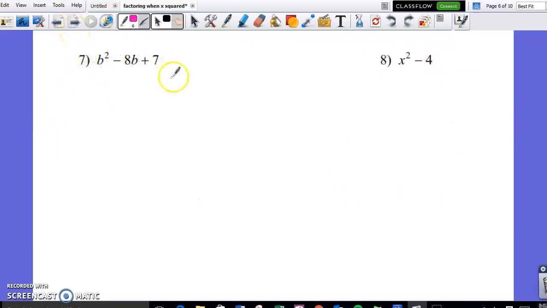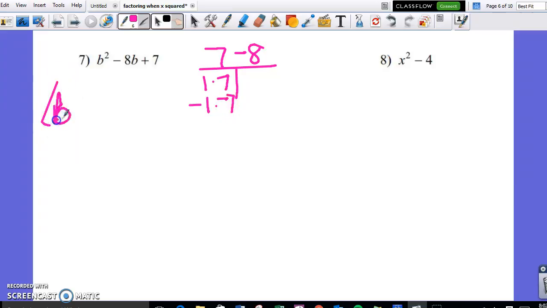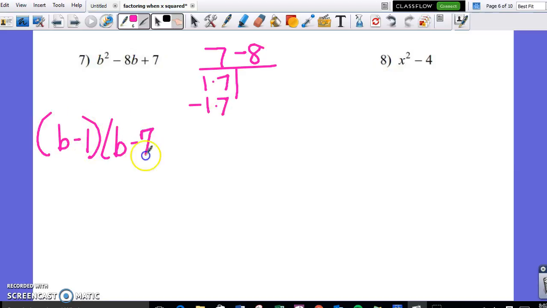All right, self again. No GCF, no difference of squares. What multiplies to 7 and adds to negative 8? Well, 1 and 7, but that's not negative 8, so they both are going to be negative. So I'm going to split this up and have b minus 1 and b minus 7. Okay. Next step.